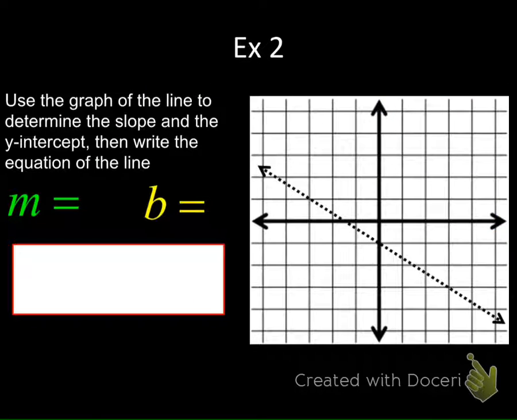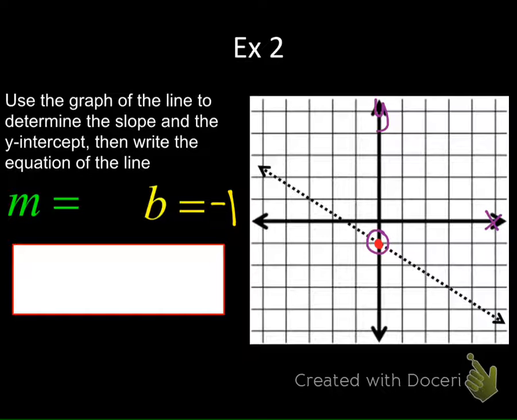Okay, so example number 2. What's the first thing that I'm going to do for example number 2? What's the first thing I want to do? What's your y-intercept? It's right there. What value is it? -1. So which variable do I write that next to? The b. So the y-intercept is a -1. Okay?